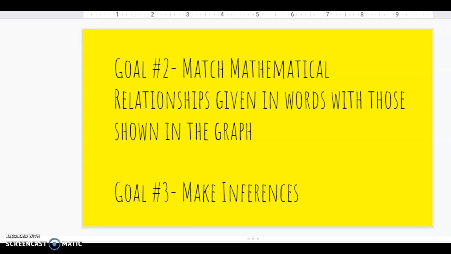The last goal is to make inferences. Remember, an inference is a conclusion based on reasoning and data. You will be given clues and have to determine what point on the scatter plot is represented by that clue.